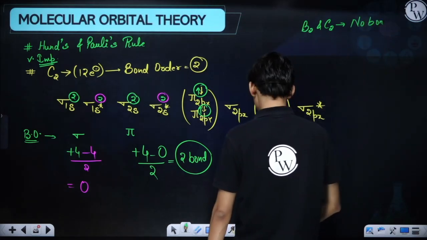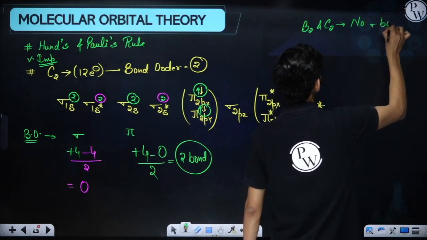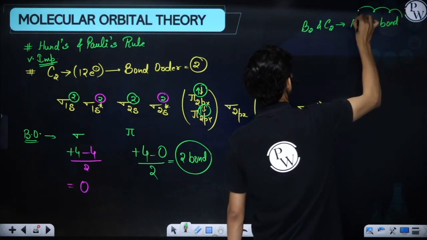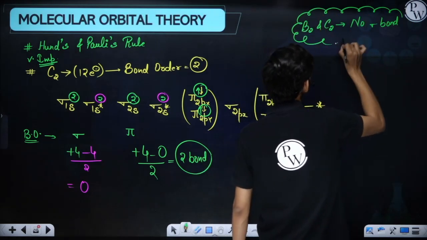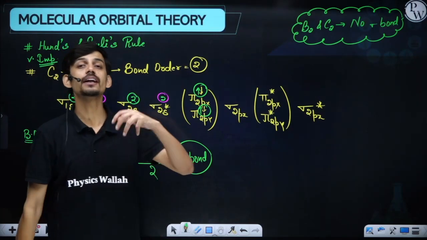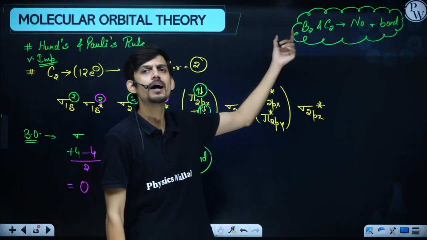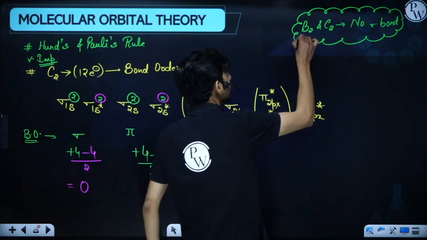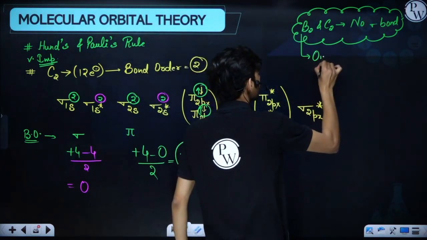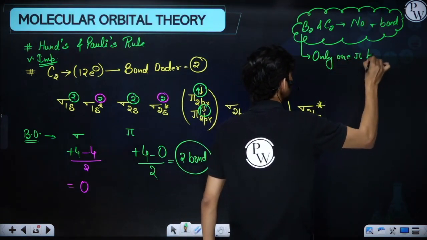Rest of all have the normal meaning. Single bond means one sigma bond. Double bond means one sigma, one pi bond. Triple bond means one sigma, two pi bonds. Only for B2 and C2, this normal meaning is changed. For B2, you will find the bond order. Try to do it for B2 by yourself. For B2, you will find the bond order as 1, and that will give you only one pi bond.